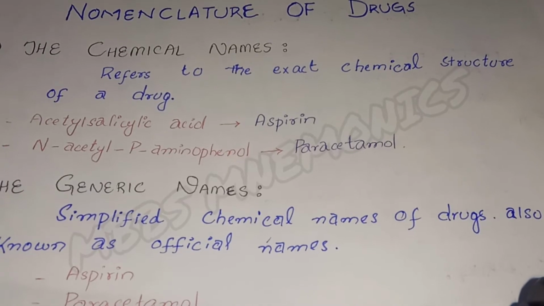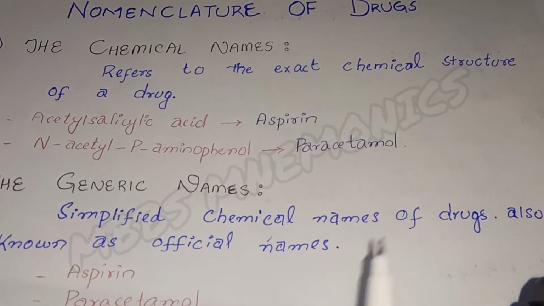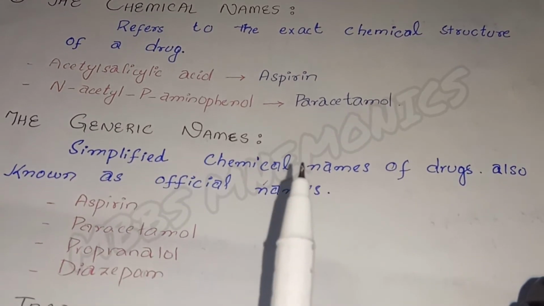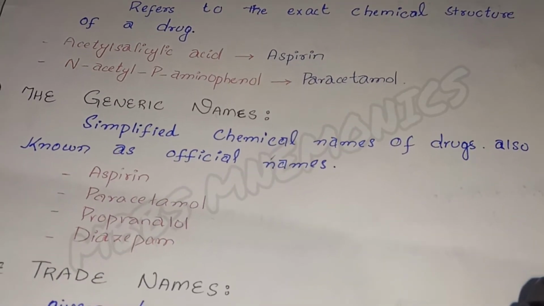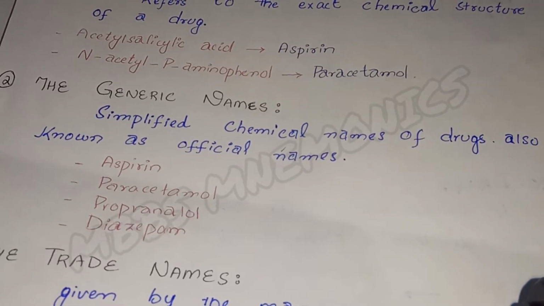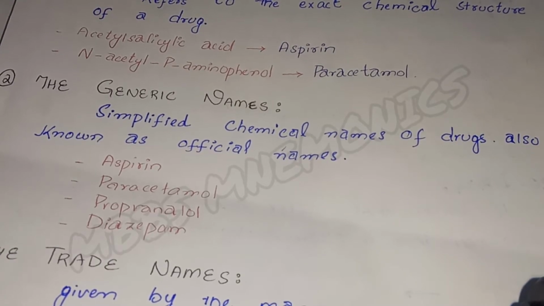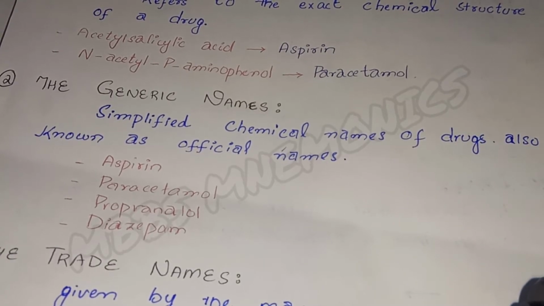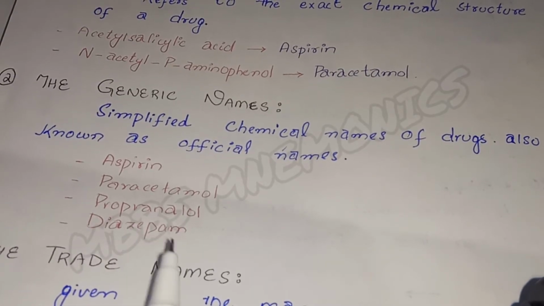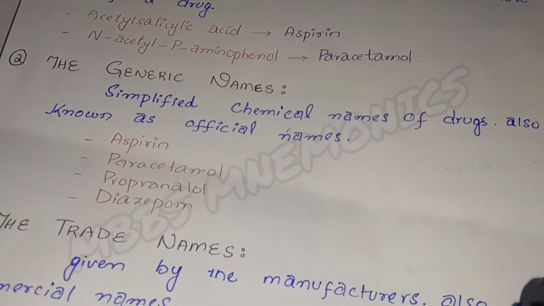Then we have the generic names. The generic names are simplified chemical names of drugs. They're also called official names. These are not as lengthy as chemical names, and examples are aspirin, paracetamol, propranolol, diazepam. These are the generic names of different drugs.